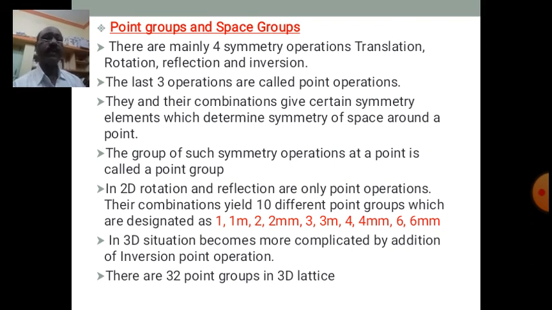In two dimensions, there are only two point operations, rotation and reflection. These two point operations yield 10 combinations. Similarly, in three dimensions, there comes into existence the third point operation, that is inversion. So, rotation, reflection and inversion and their combinations produce 32 point groups in a three-dimensional lattice.